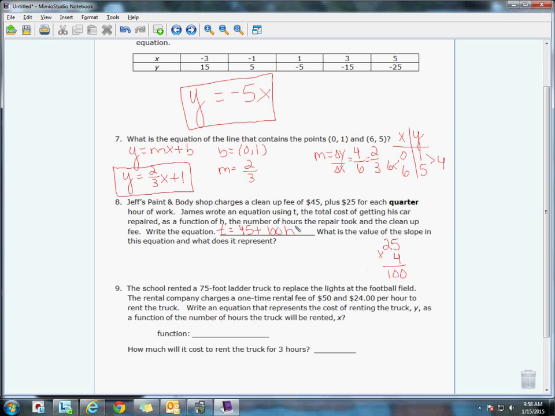So what's the value of the slope? Okay, and what does it represent? So my slope here is this 100, because that's something that has to go over and over and over again, whereas 45 is a one-time fee. So my slope here is equal to 100, and what that represents, what we're going to write down, is they charge $100 for an hour of work. So if they come in for 2 hours, you have to pay $200 plus the 45. If they come in for 5 hours, they would charge you $500 plus that 45.